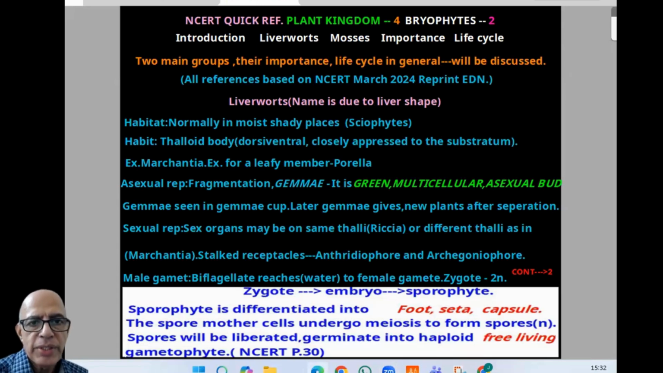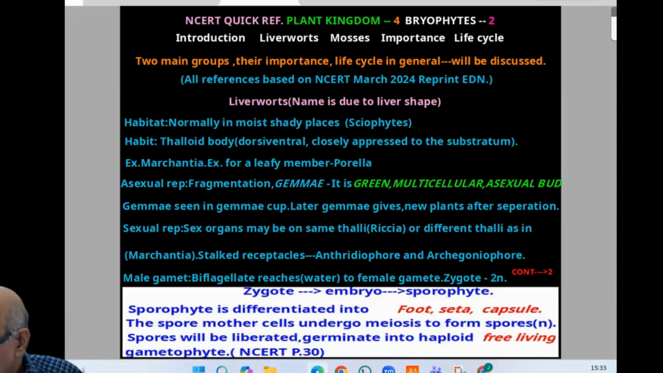So NCERT quick reference, Plant Kingdom, Bryophytes 2. And all references are based on the NCERT 2024 reprint edition. Today what we'll be discussing is the introduction, liverworts, mosses, importance, and the life cycle. When we deal with the bryophytes in NCERT, two main groups are given, and their importance and life cycle in general will be discussed.